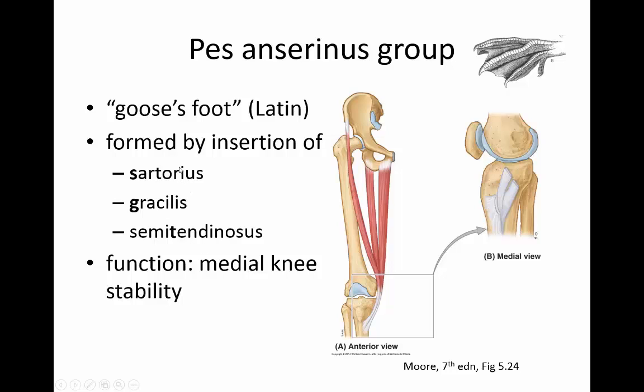Sartorius was that muscle from the anterior compartment. Gracilis was that long, slender, graceful one from our medial compartment. And semitendinosus was that tendon-like one from our posterior compartment, one of those medial hamstrings. And to remember these, some people like to have a strong gin and tonic. Some people like to say grace before tea.